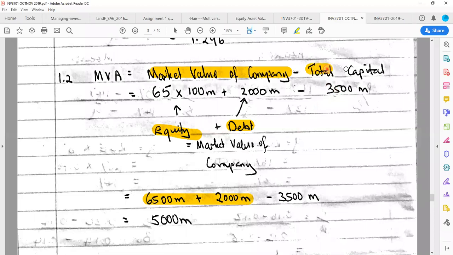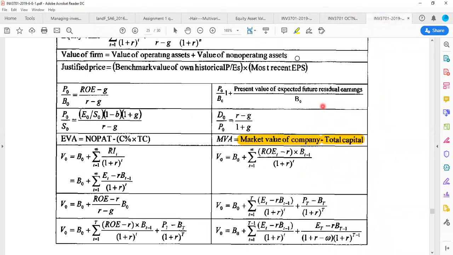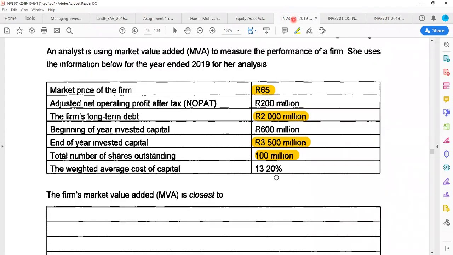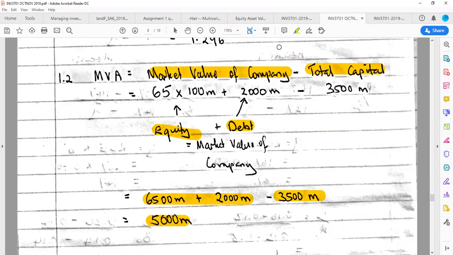And then we subtract the total capital, right? At the end of 2019, the end of year capital is 3.5. This is the end of year invested capital right here. So we subtract 3.5, because it's market value of company minus total capital. So the total market value of the company, which is 8.5, minus the total capital, which is 3.5 at the end of 2019, gives us 5,000 million, which is 5 billion. So that's the market value added. Okay.